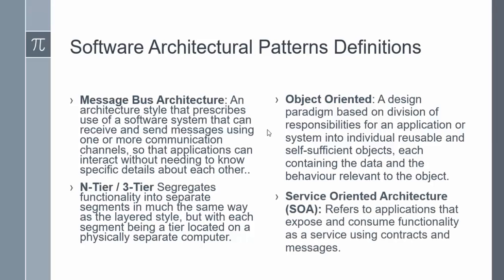Then we have service-oriented architecture, also referred to as SOA. It refers to applications that expose and consume functionality as a service using contracts and messages. WCF is an example. WCF services, Windows Communication Foundation services, are basically an example of service-oriented architecture. Similarly, web APIs are also a good example, where we add services of limited functionality to our software component, and those services are exposed at different layers. So these are the architectural patterns.